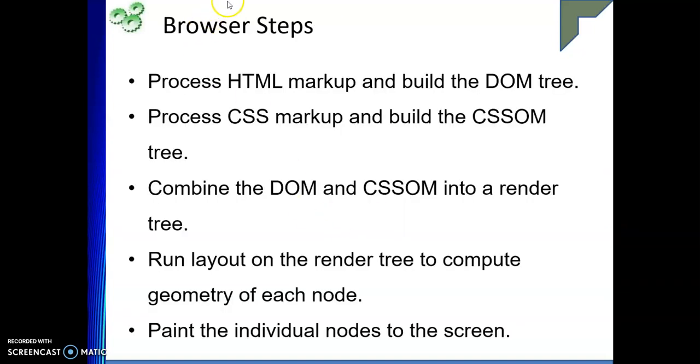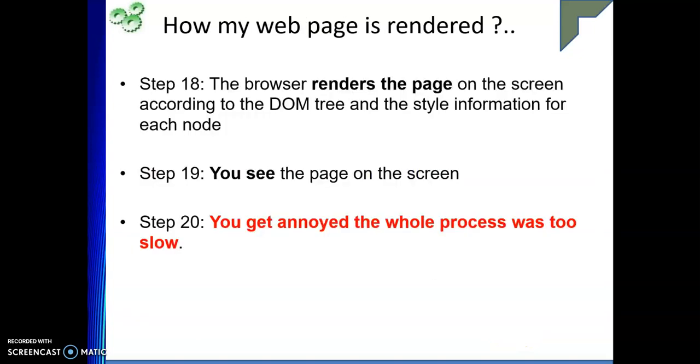Okay, right. So the browser starts by processing HTML markup and building a DOM tree. Then it processes CSS markup and builds a CSS tree. Now you combine both these trees into a render tree. Run layout on the render tree to compute the geometry of each node, and then paint the individual nodes onto the screen.